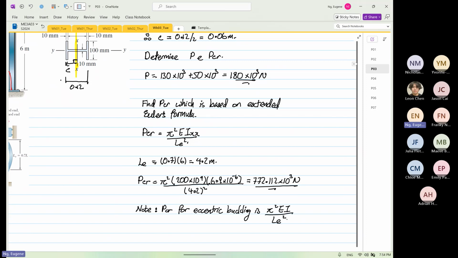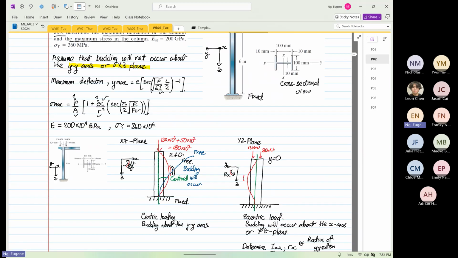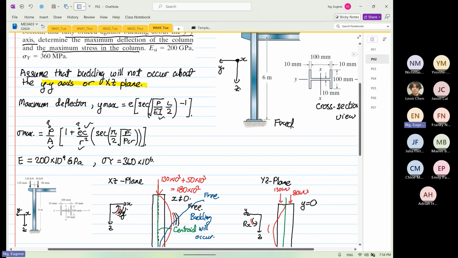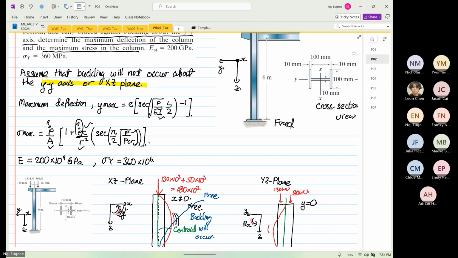Okay. So for centric, the same formula. So I don't want you all to be confused regarding this matter. Okay. Right. So we have already determined our P and PCR. The next thing we don't know is our E. Okay. E is one thing that we don't know yet.